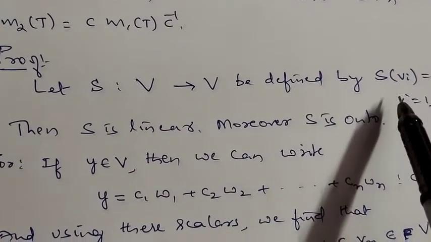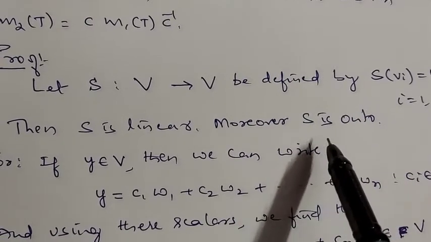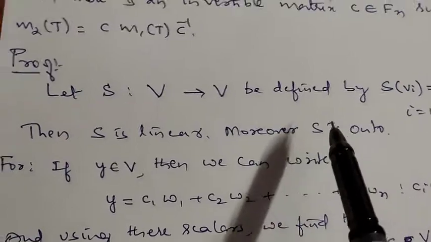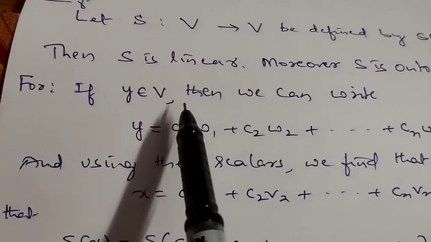Okay, you can verify this. Moreover, we can see that this transformation S is onto. If you want to show this, say let us take any arbitrary element y belongs to V.